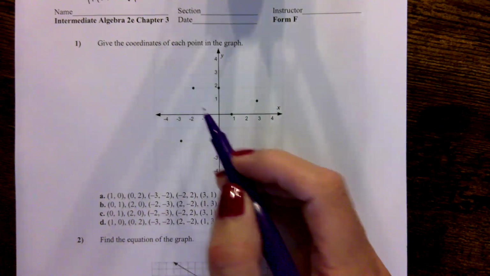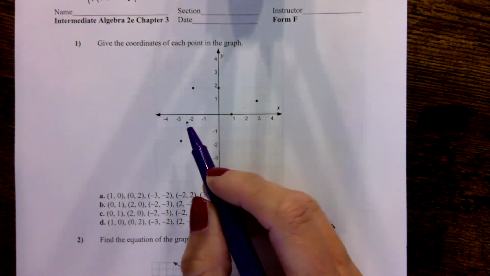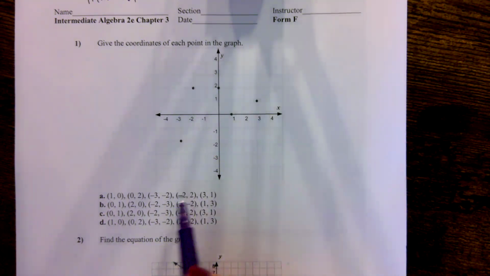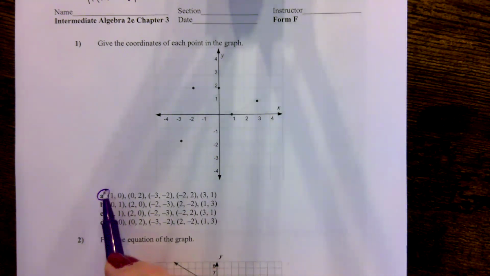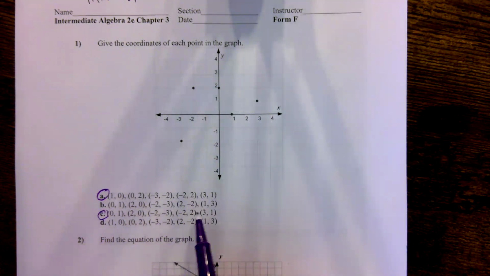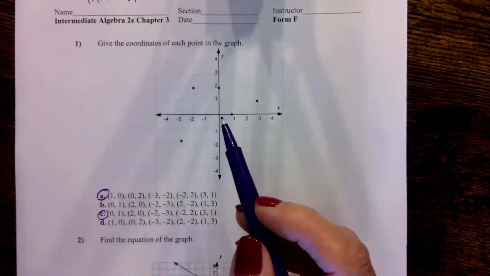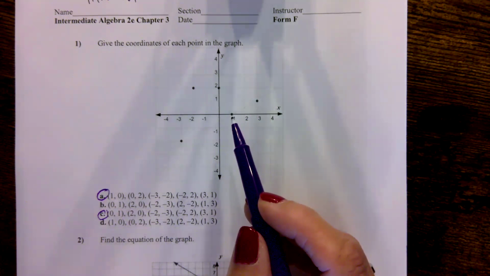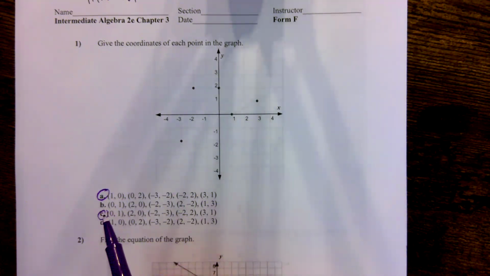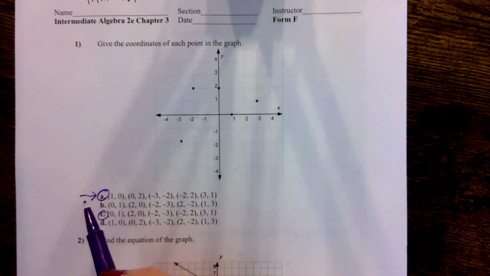So we can see that there's 1 point at -2 and 2. So that means either A or C have a -2 and 2. Let's see what other point we have. We have 1 and 0. And so it looks like A is our correct choice there.